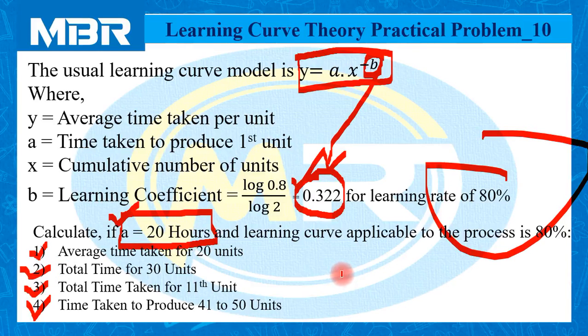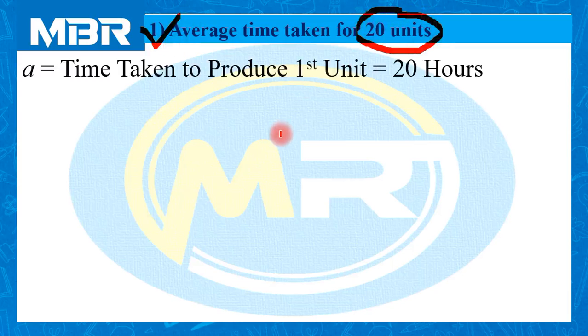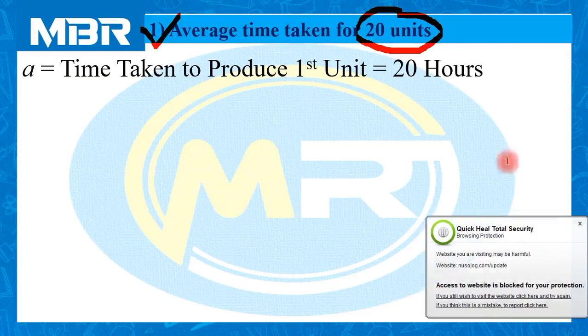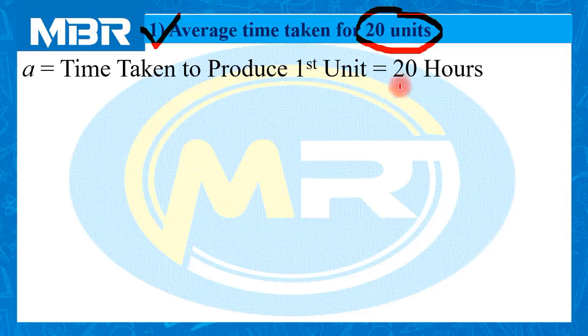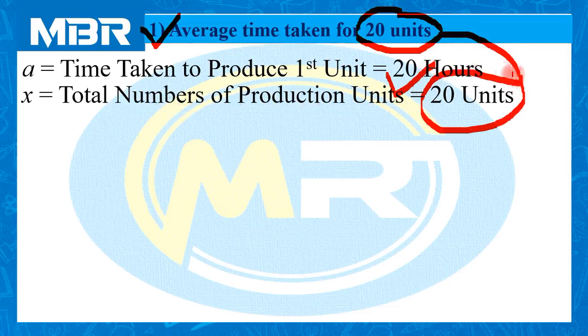Let us move to the solution of the problem. As a part of the question, the first sub-question is the average time taken for the manufacturing of 20 units. A, the time taken to produce the first unit of output, is 20 hours. It is ready-made given to us in our question. X, the total number of production units. Here we need to calculate for 20 units as per the requirement of the question. So the total number of production units is 20.